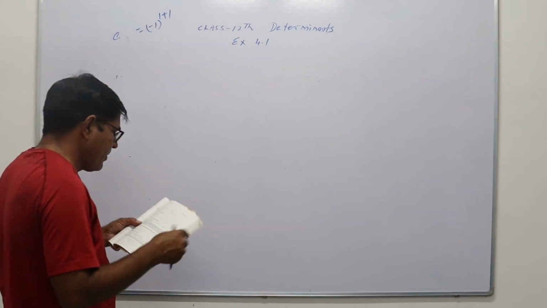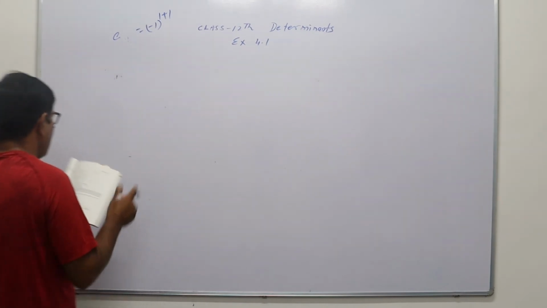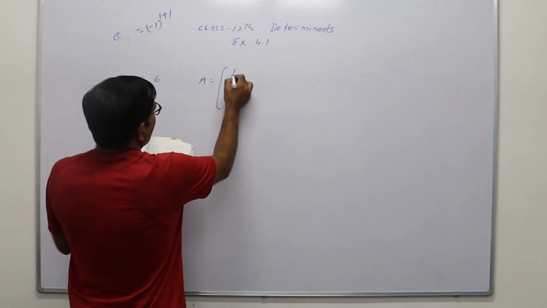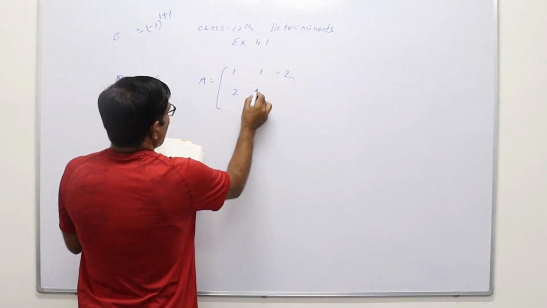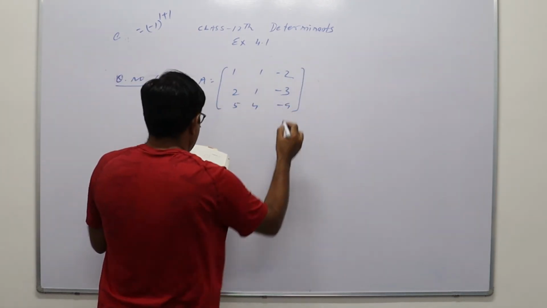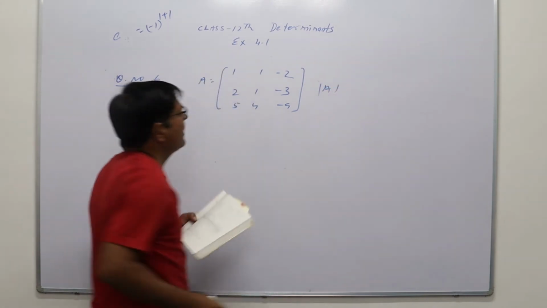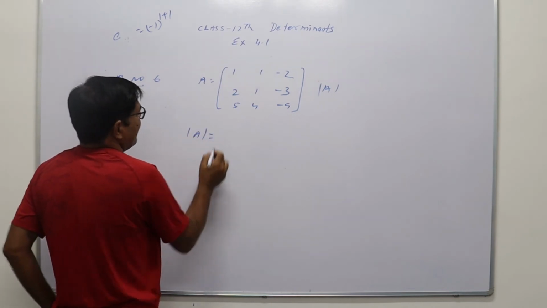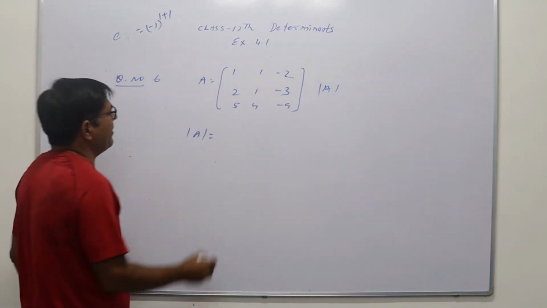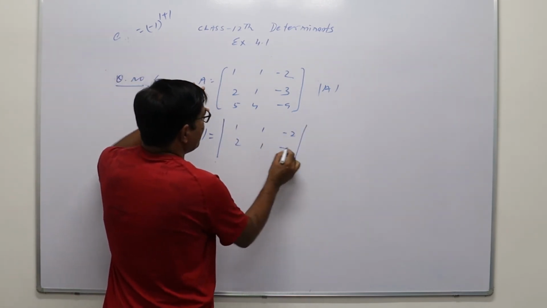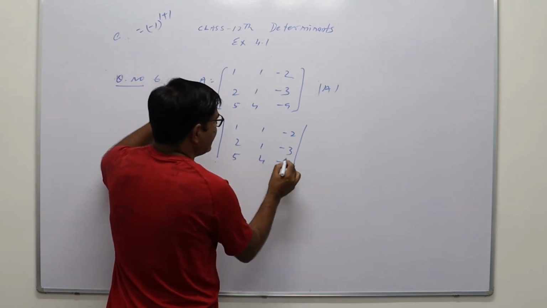Then next, question number 6. If the given square matrix A is [1, 1, -2; 2, 1, -3; 5, 4, -9], then find determinant A. So determinant A, first, the given square matrix in determinant form, how will we write it? 1 1 -2, 2 1 -3, 5 4 -9.